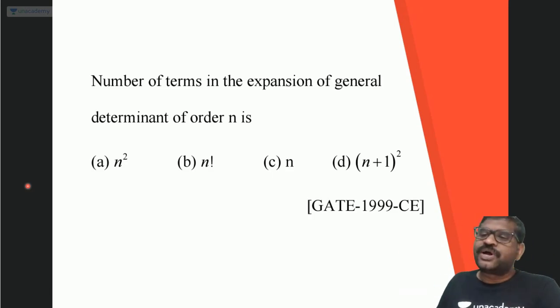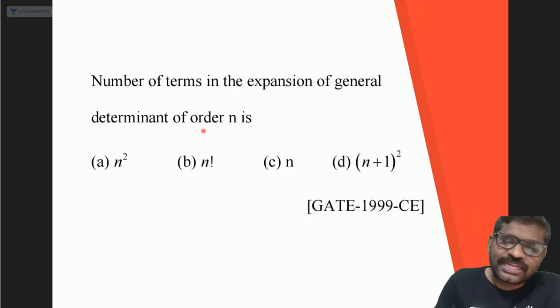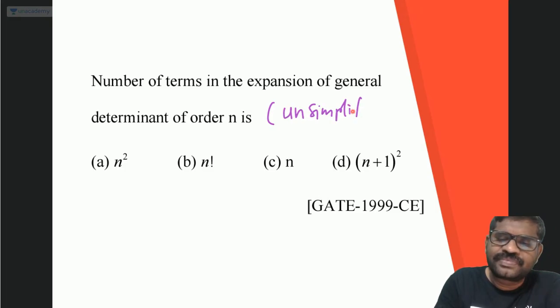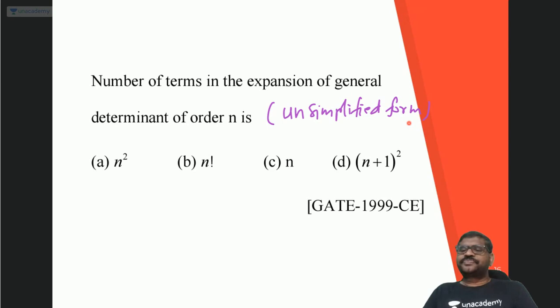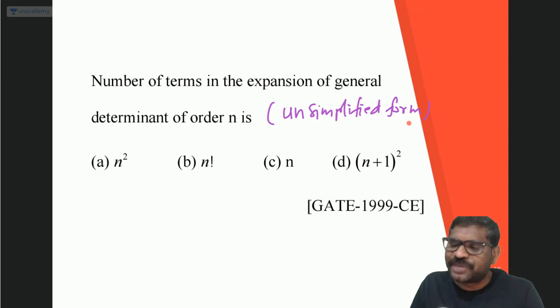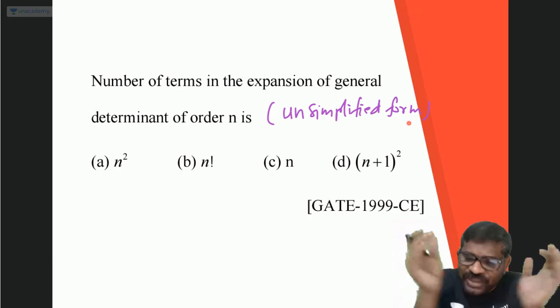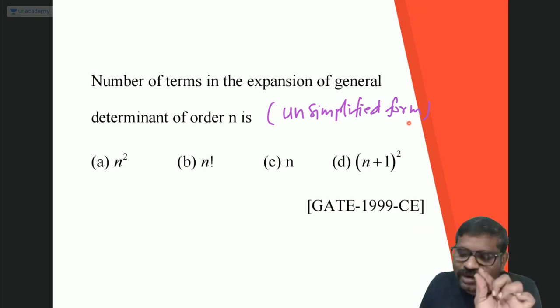Number of terms means the unsimplified form. Okay, I am giving one hint. Number of terms means if you simplify, the determinant gives only one value. That is not the question. You have to understand this.